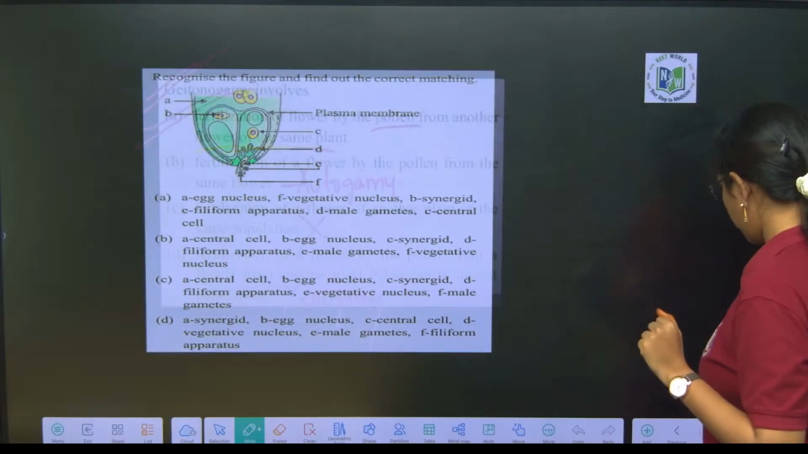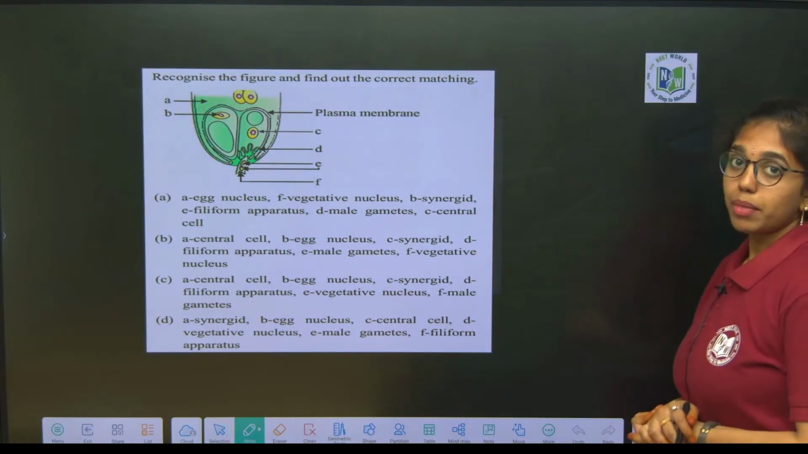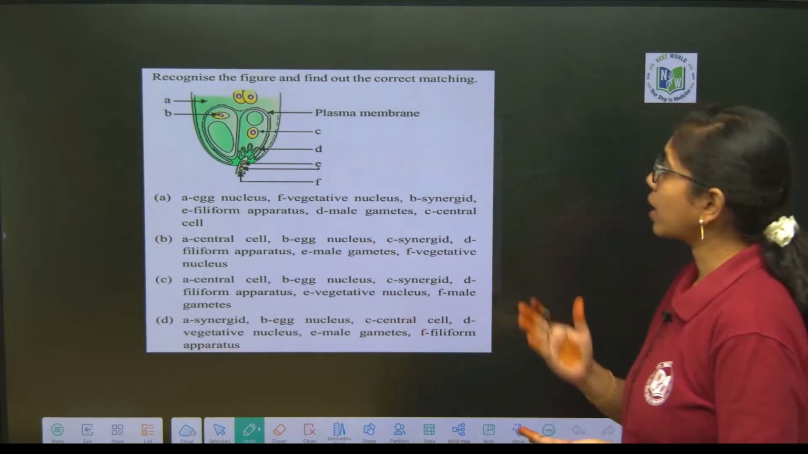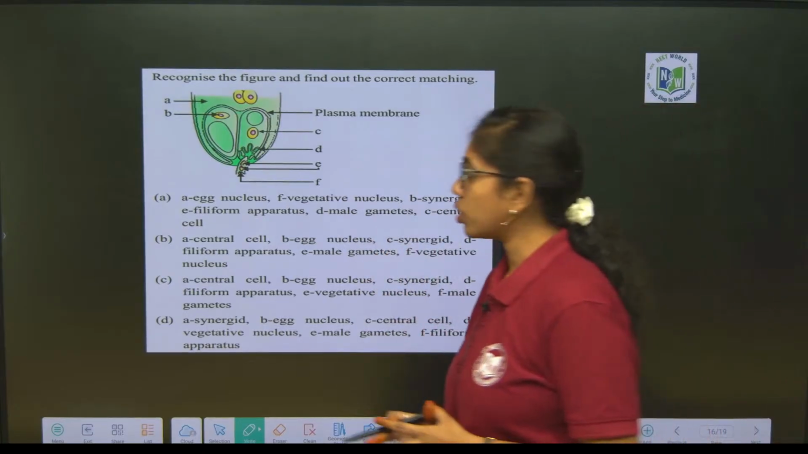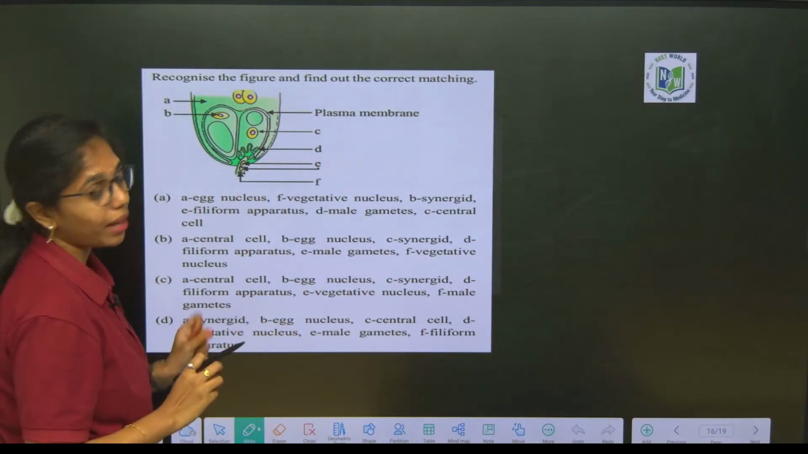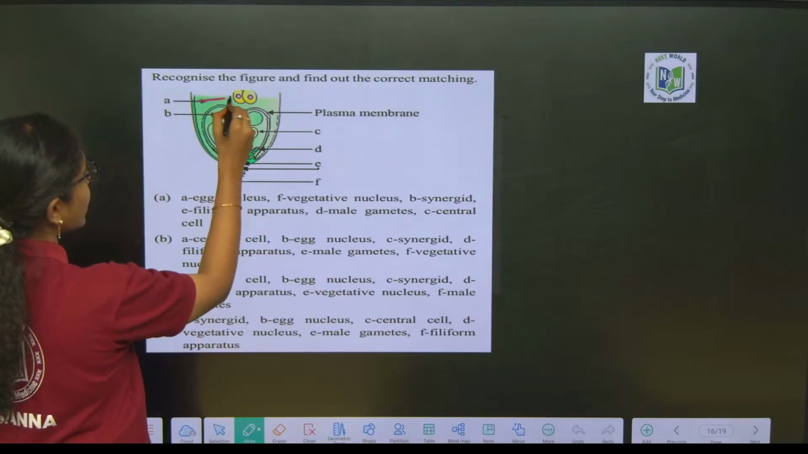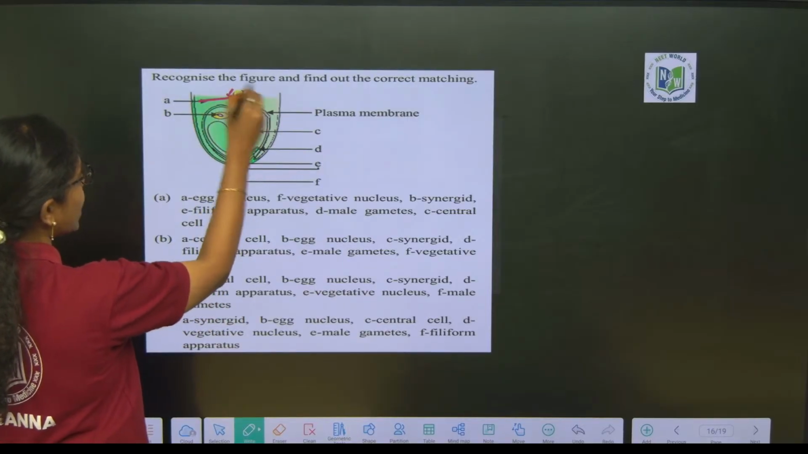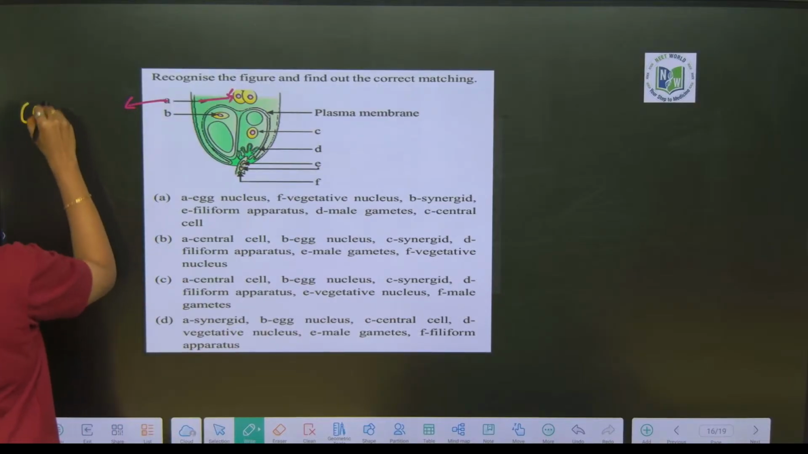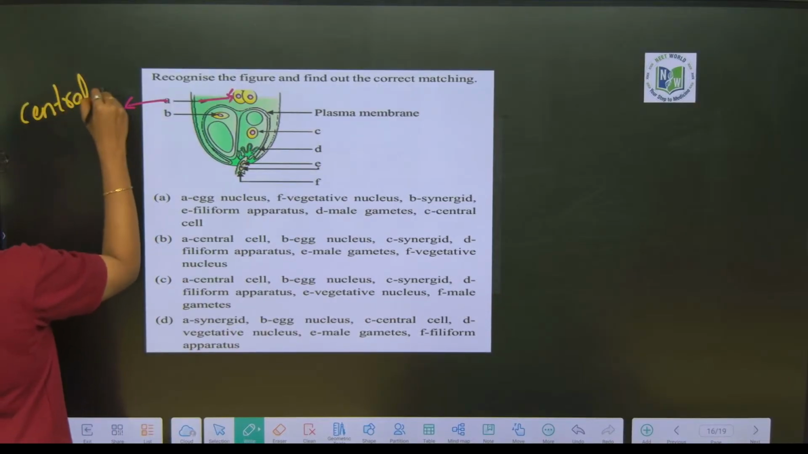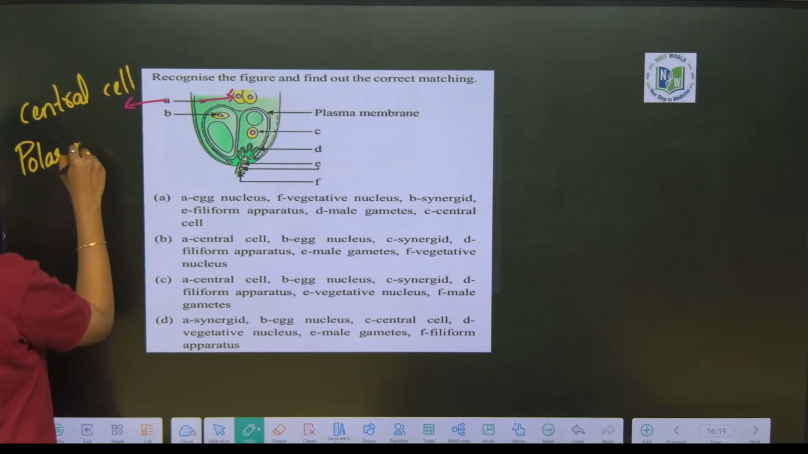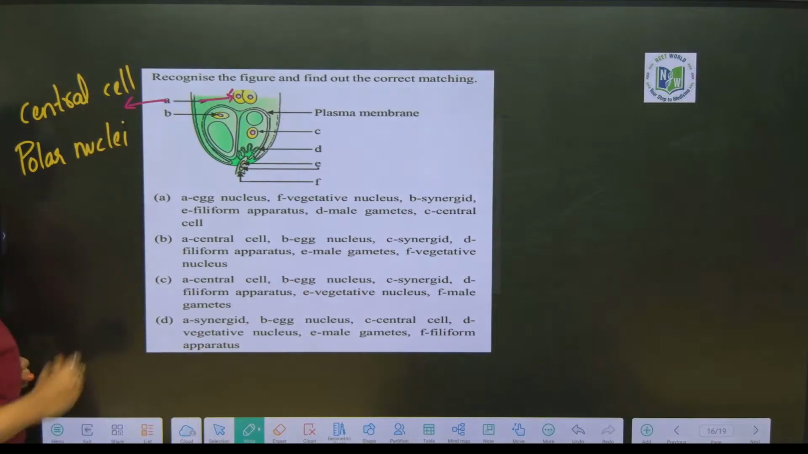Next question. Yeah, diagram based question again. Recognize the figure and find out the correct matching. So this is when male gametes are entering into the embryo sac. Of course, A is what? This will be the central cell or polar nuclei.